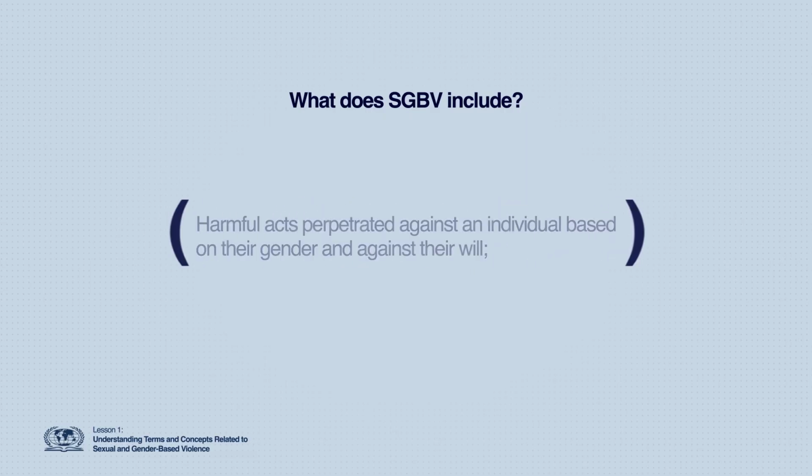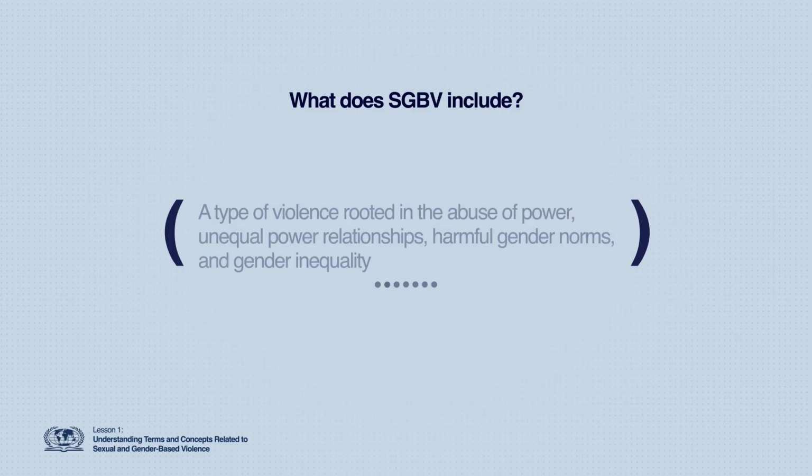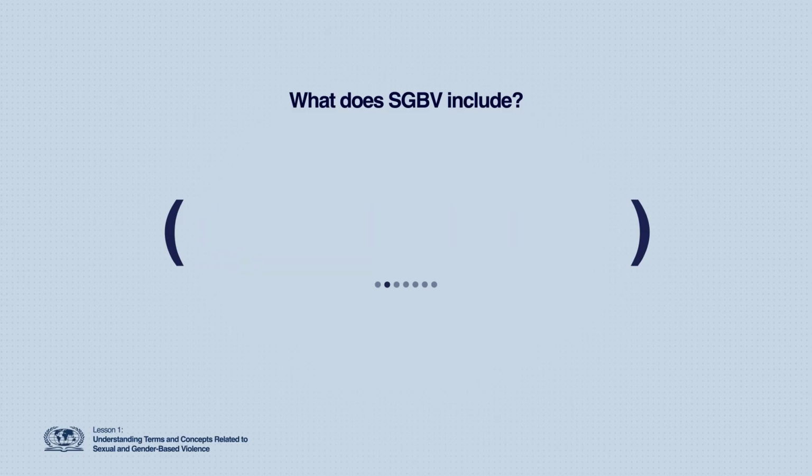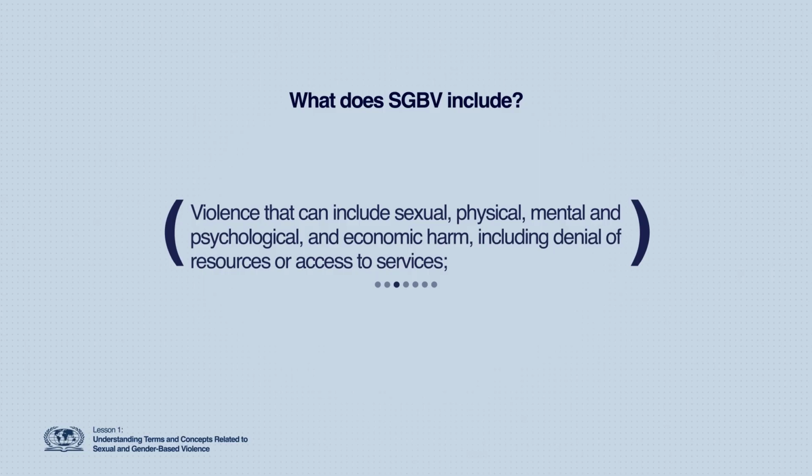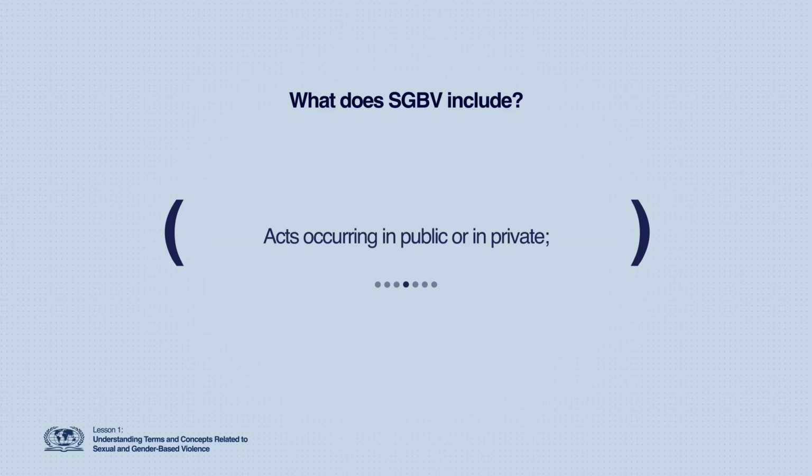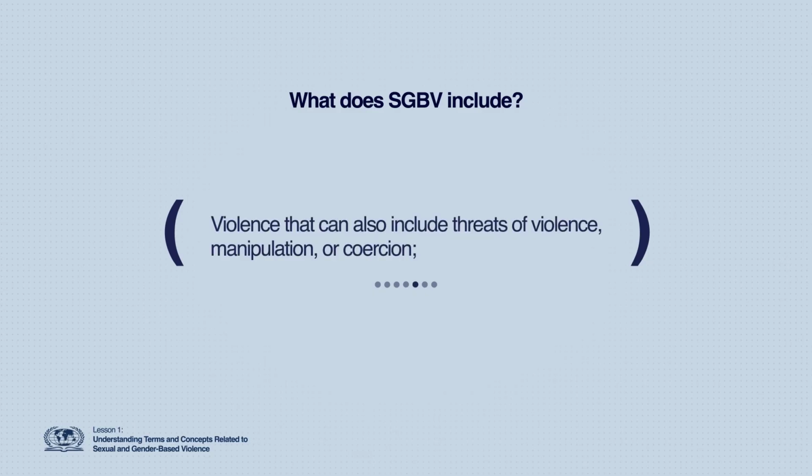SGBV is an umbrella term that refers to harmful acts perpetrated against an individual based on their gender and against their will. A type of violence rooted in the abuse of power, unequal power relationships, harmful gender norms, and gender inequality. Violence that can include sexual, physical, mental, psychological, and economic harm, including denial of resources or access to services. Acts occurring in public or in private. Violence that can also include threats of violence, manipulation, or coercion.